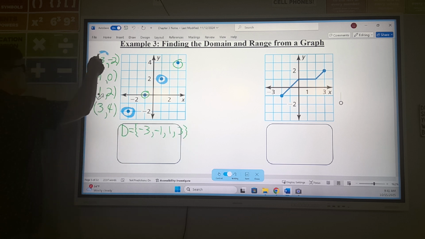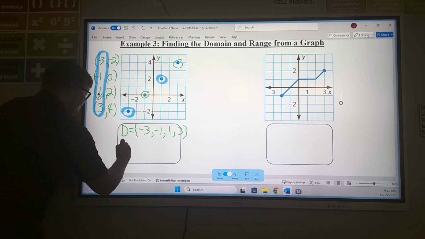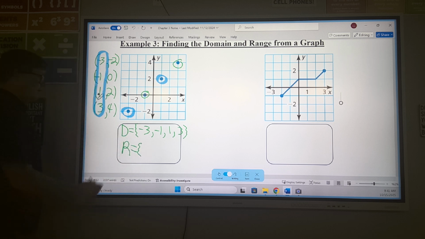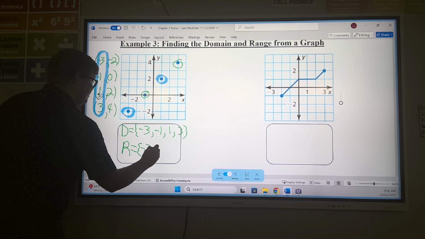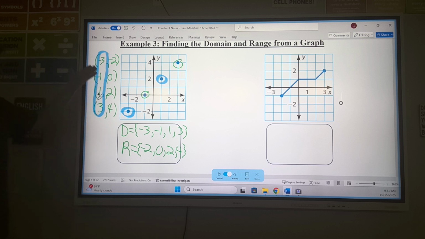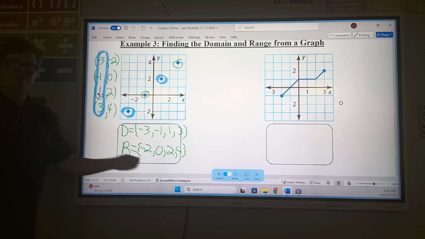Again, those all came from our x values, right? So our range is going to come from our y values. Let's start at the top. We have -2, 0, 2, and 4. It's as simple as that. We write down all of our coordinates. We put all of our x's in the domain. We put all of our y's in the range, and let's put those in numerical order. That means from least to greatest.